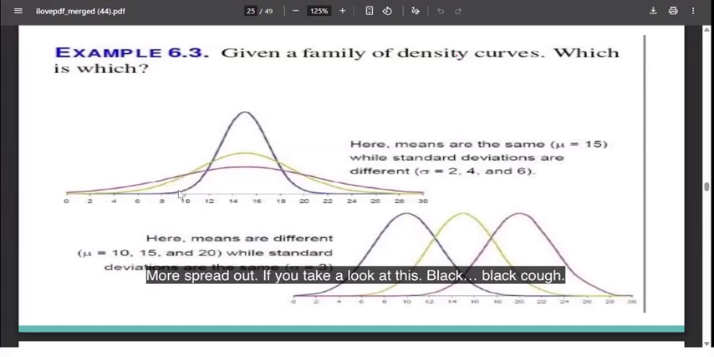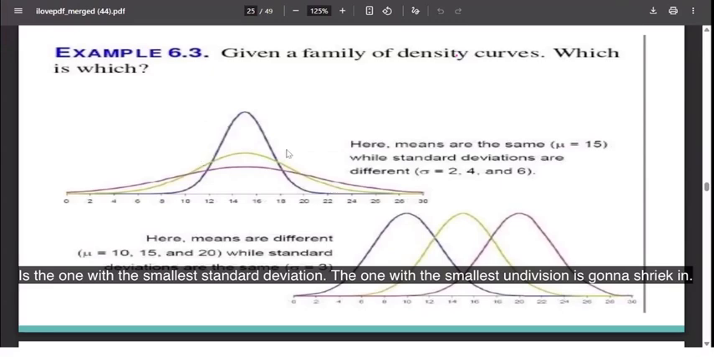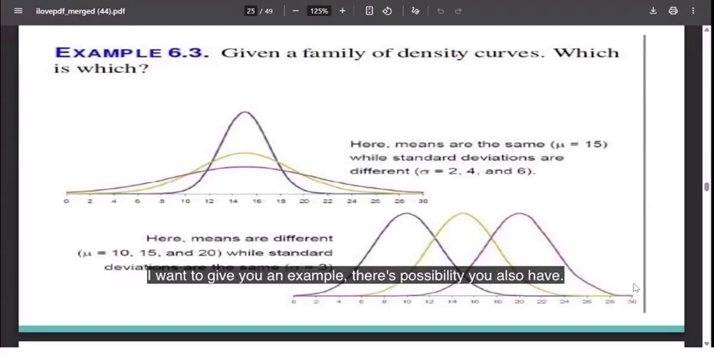If you take a look at this black curve, it is the one with the smallest standard deviation. The one with the smallest standard deviation is going to shrink in. The one with the biggest standard deviation is going to spread out. Does that make sense? Now, I want to give you another example.